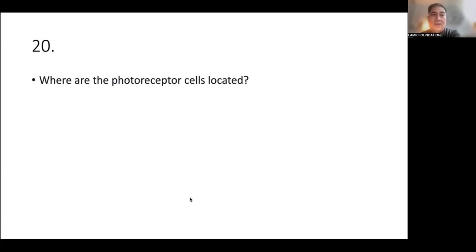Where are the photoreceptor cells located? The rods and cones are all over the retina except where the optic nerve leaves the eyeball. Where the optic nerve leaves becomes your blind spot, the optic disc. What are the three main areas of the ear?